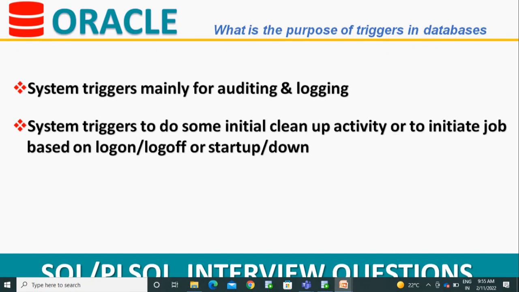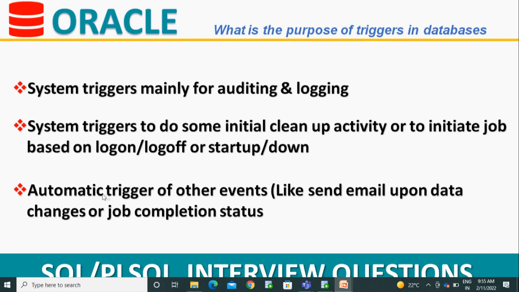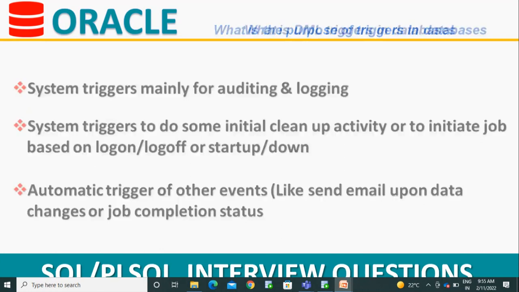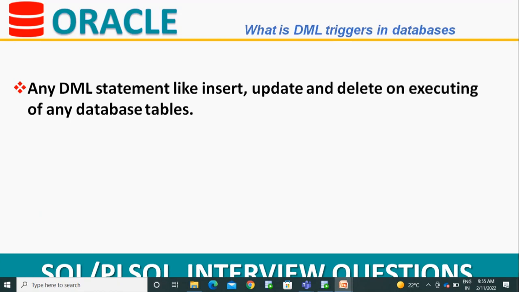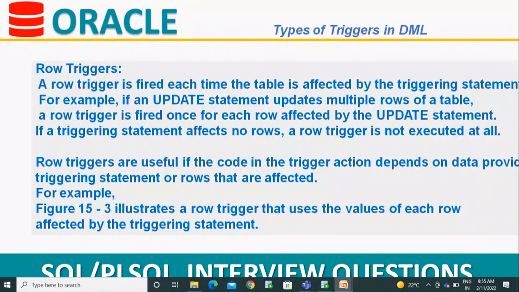So what are the types of triggers we have? Okay, automatic triggers for events like sending an email upon data changes or job completion status. These are all taken care of by the DBA people. Now DML triggers: any DML statement like insert, update and delete executed on database tables. We use these to track DML operations. Types of triggers in DML: we have two types, row level trigger and statement level trigger.